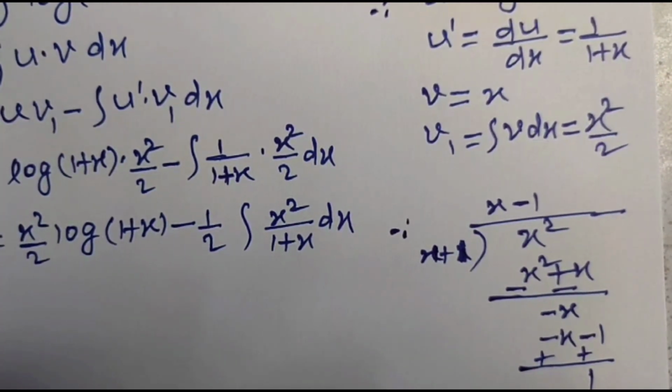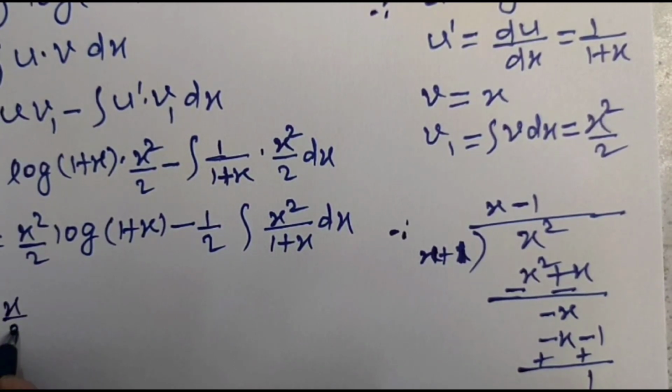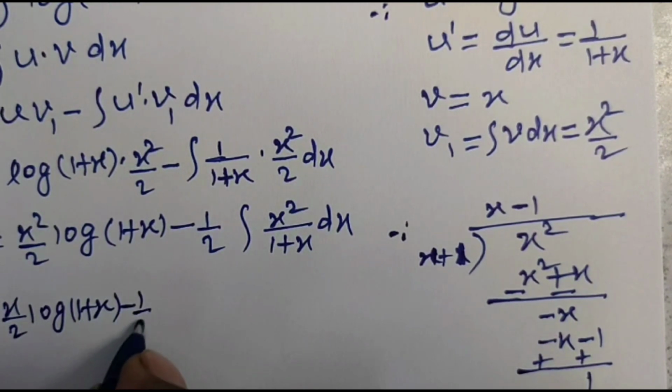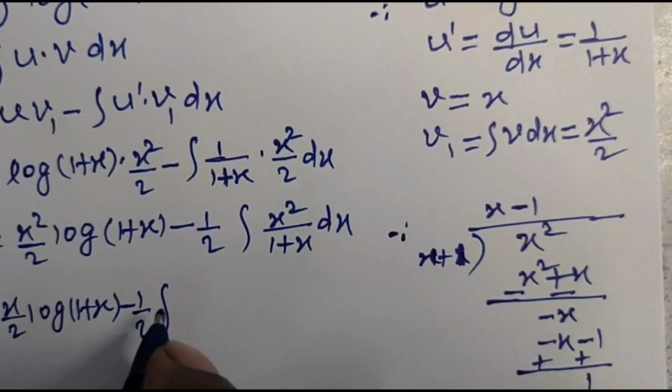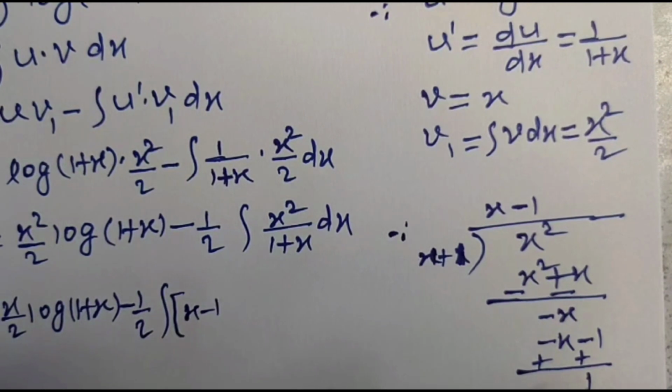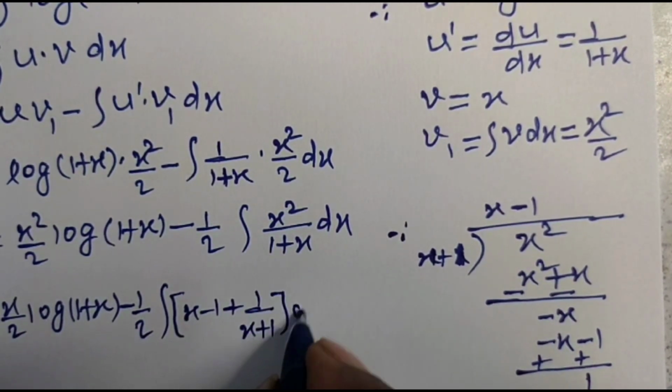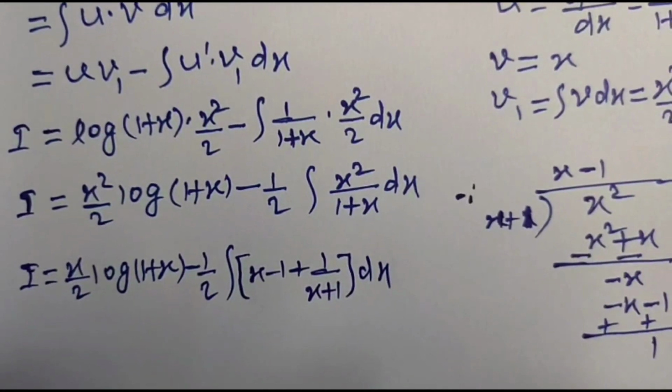So I is equal to x square upon 2 logarithm of 1 plus x minus 1 by 2 integral of x minus 1 plus 1 upon x plus 1 integral with respect to x. Okay, now simplify this and get the answer.